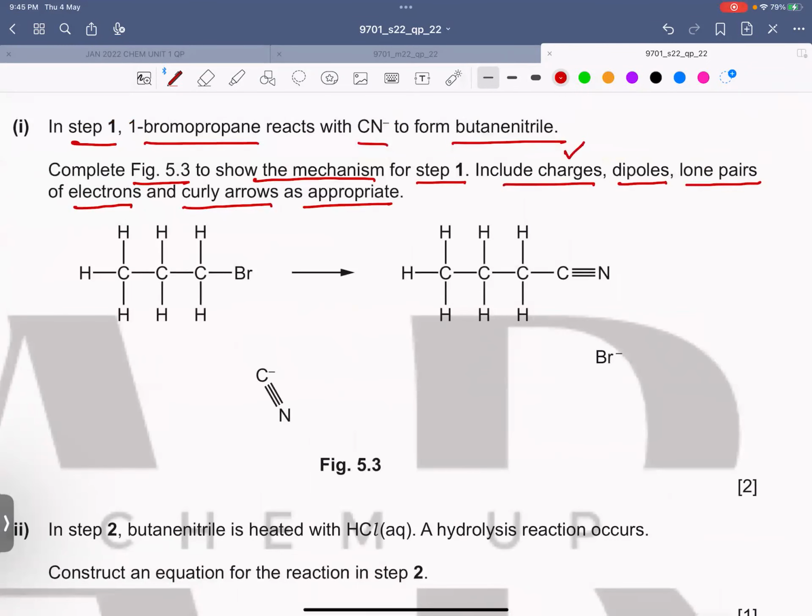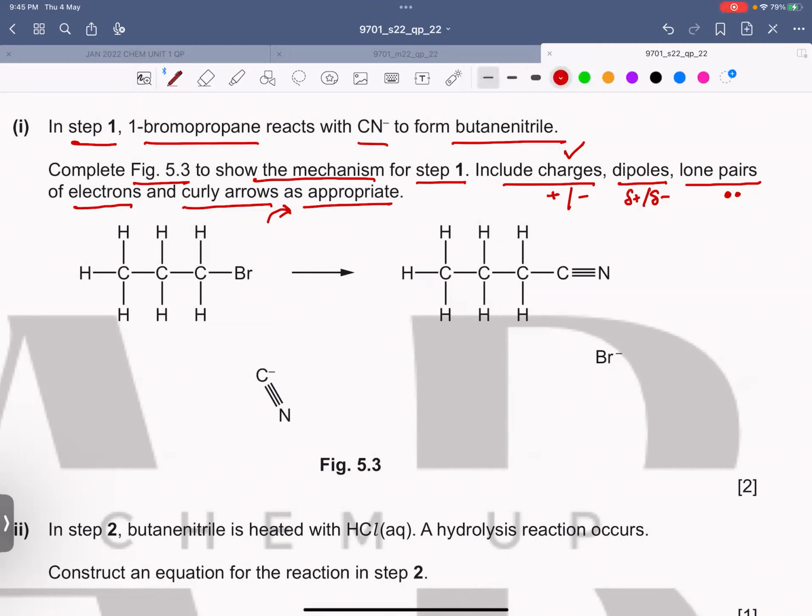You have to include the charges, right? Charges means either positive charge or a negative charge. You have to put the dipoles, the partial positive and the partial negative. You have to put the lone pairs, and then you have to put the curly arrows wherever appropriate. And when they say curly arrow, that arrow must be curly, it is not like a straight one. Okay.